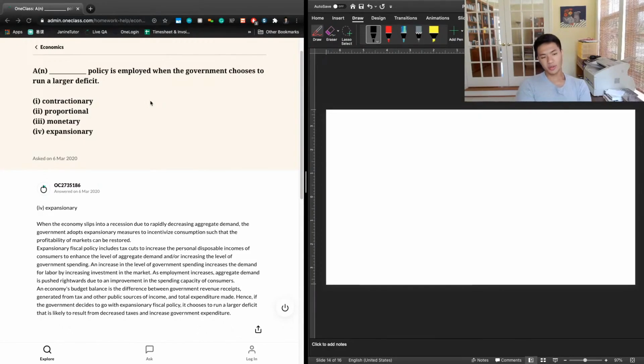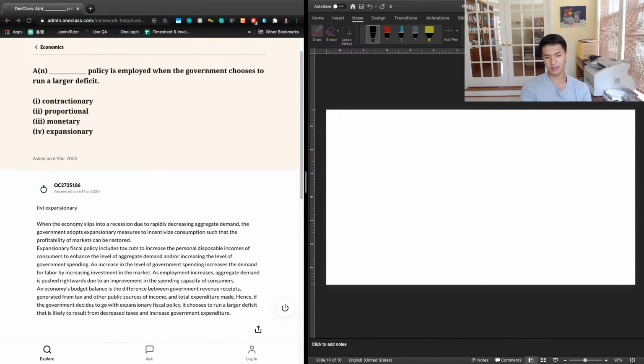So the previous tutors said expansionary as well, and they said that when the economy slips into a recession due to rapidly decreasing aggregate demand, the government adopts expansionary measures to incentivize consumption such that the profitability of markets can be restored. Expansionary fiscal policy includes tax cuts to increase the personal disposable income of consumers, to enhance the level of aggregate demand, and/or increasing the level of government spending. An increase in the level of government spending increases the demand for labor by increasing investment in the market. As employment increases, aggregate demand is pushed rightward due to improvements in the spending capacity of consumers.